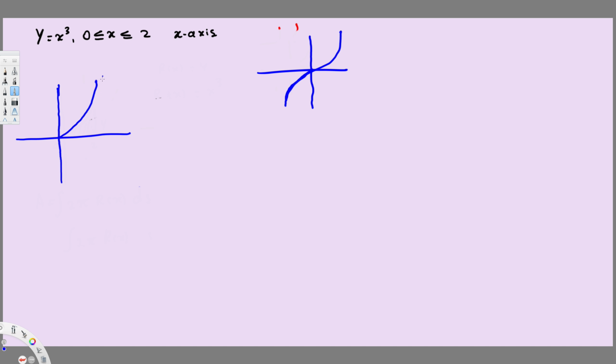Right, the region we are interested in is 0 to 2, so let's say this is 2, so this is the region we are interested in, and the radius of this region is going to be this y, this height, so that's going to be y, right, and it's rotating around x-axis.